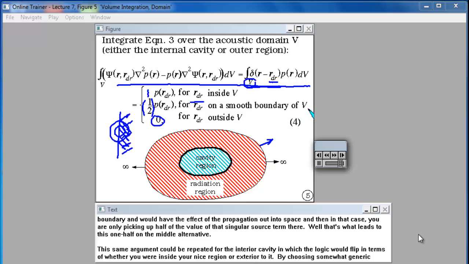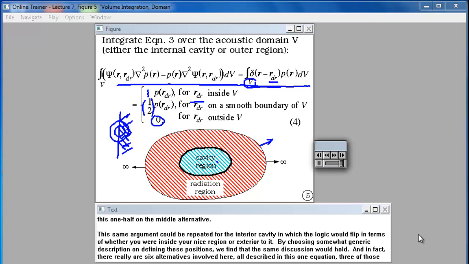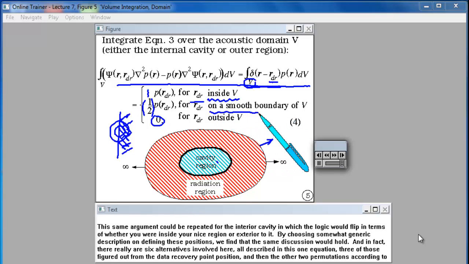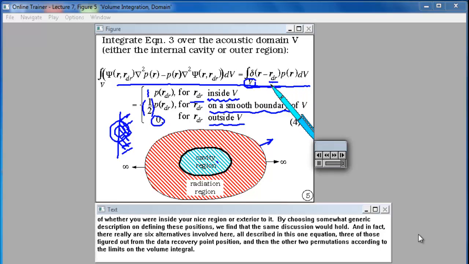This same argument could be repeated for the interior cavity, in which the logic would flip in terms of whether you were inside your nice region or exterior to it. By choosing somewhat generic description on defining these positions, we find that the same discussion would hold. And in fact, there really are 6 alternatives involved here, all described in this one equation. 3 of those figured out from the data recovery point position, and then the other 2 permutations according to the limits on the volume integral.